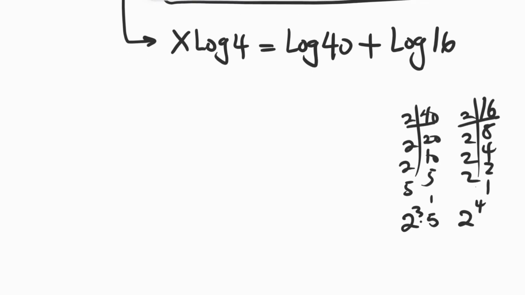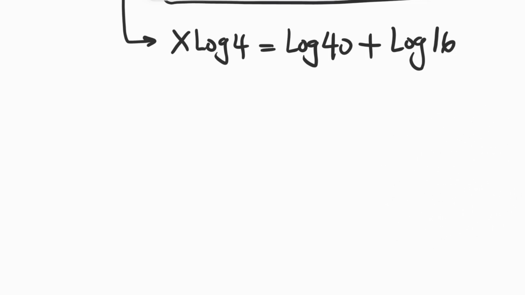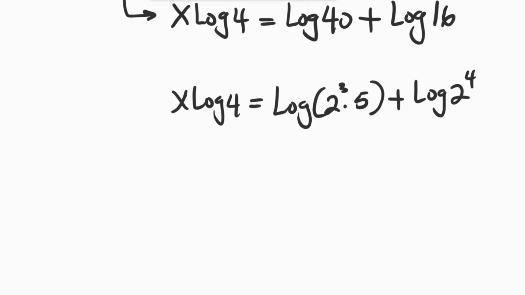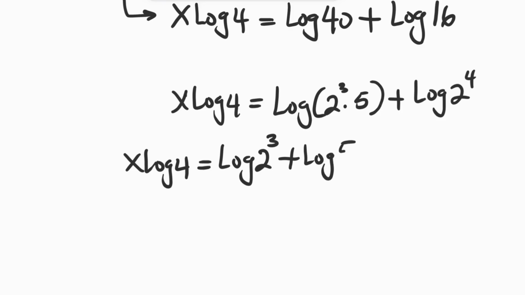Okay, so now we have x log 4 equals log of 2 raised to power 3 times 5 plus log of 2 raised to power 4. Now we have x log 4 equals log of 2 raised to power 3 plus log 5 plus log 2 raised to power 4.